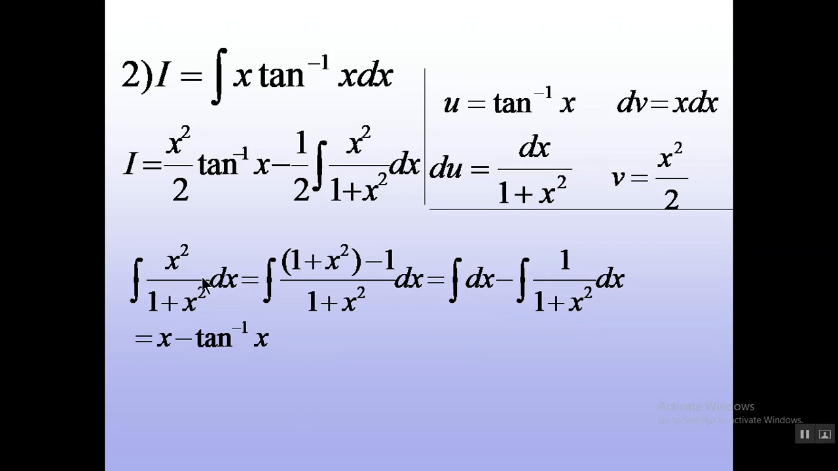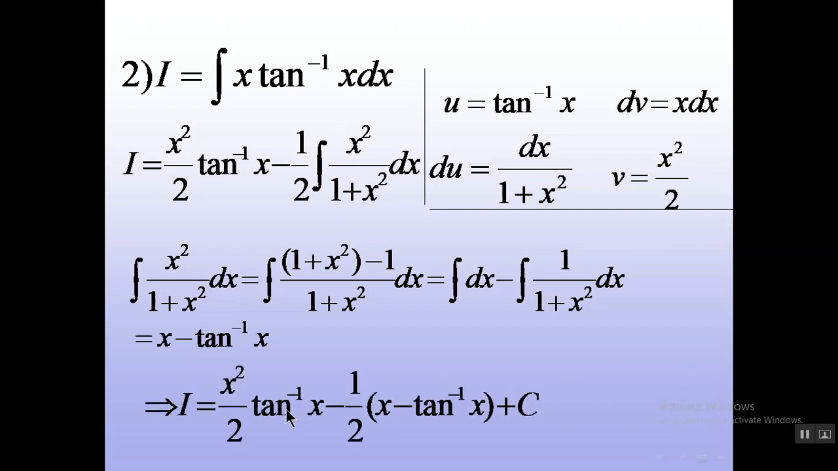Now we put this part into the original integral, so we get I equals x squared over 2 tan inverse x minus 1 over 2, and integral of x squared over 1 plus x squared we calculated here, so we get 1 over 2 tan inverse x, x minus tan inverse x plus c. Next example.